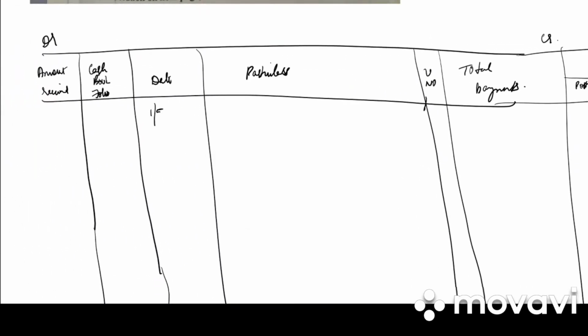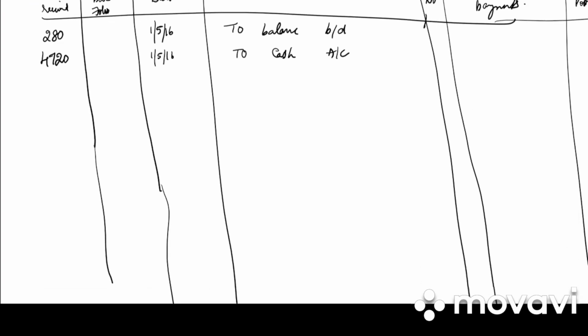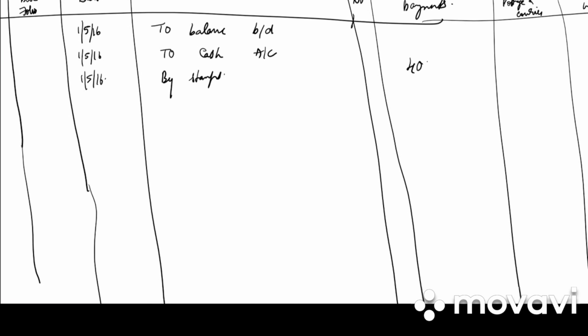So on 1st May 2016 we have to balance brought down, and on 1st May 2016 we have to cash account. How much cash is given? 4,720. What will be the balance? 280. Why? Because we need to total it up to 5,000 rupees. Then on 1st May we have received from cashier is done. Purchase stamps. So by stamps. How much is it? 400 under postage and courier.